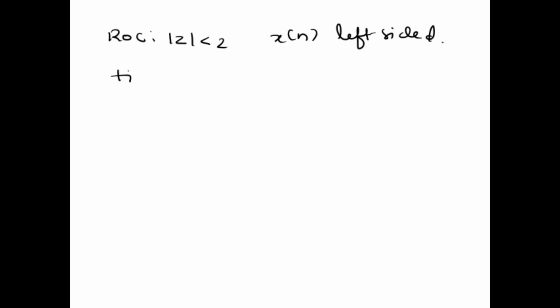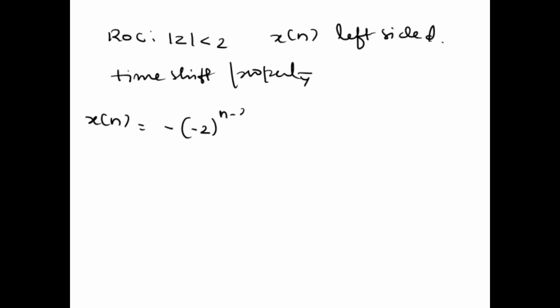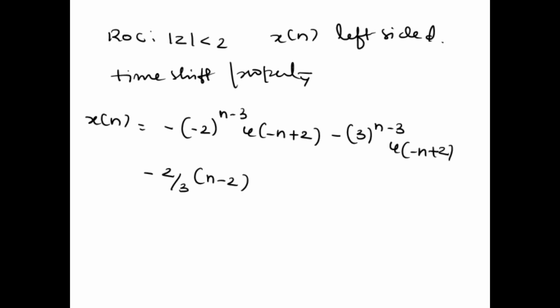For the second case, it is given ROC mod z is less than 2. That means x of n must be left-sided. And referring to the table, once again we have to use time shift property. We get x of n is equal to minus of minus 2 to the power n minus 3 into u of minus n plus 2, minus 3 to the power n minus 3 into u of minus n plus 2, minus 2 by 3 into n minus 2 into 3 power n minus 2 into u of minus n plus 1.